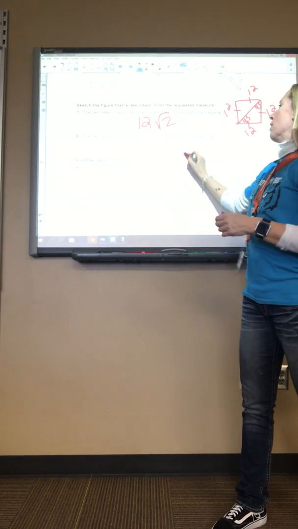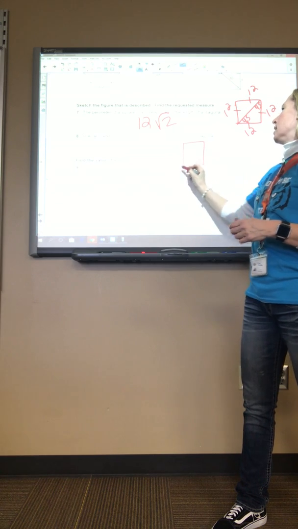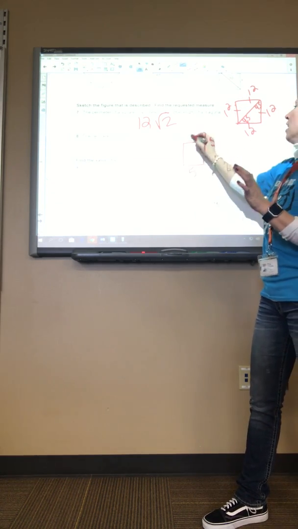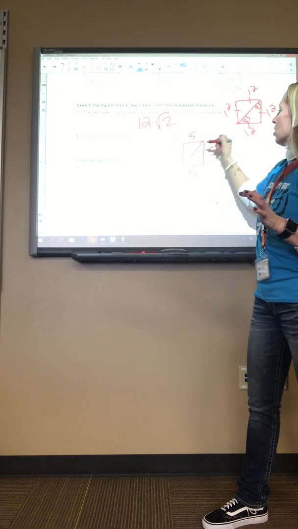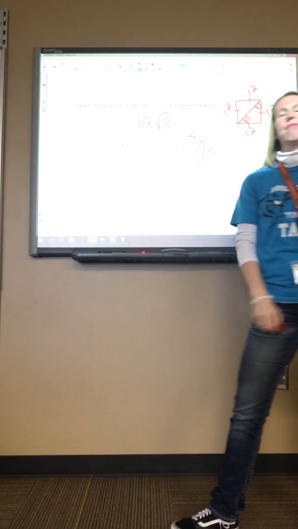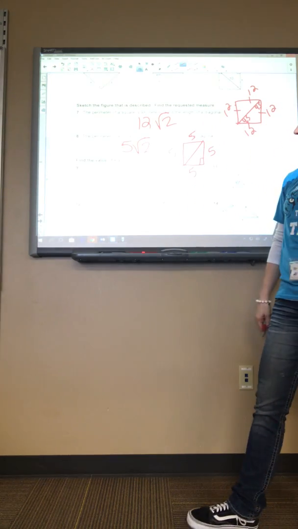Okay, this one, perimeter of a square is 20. So what would each side be? 5, 5, 5, 5. So the diagonal would be 5 radical 2.